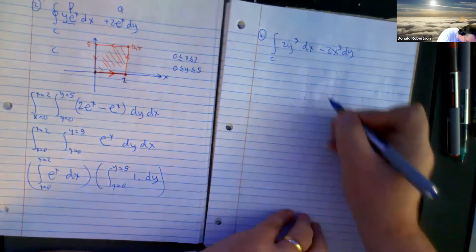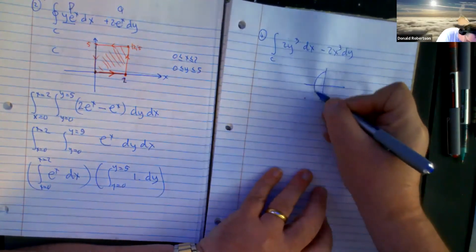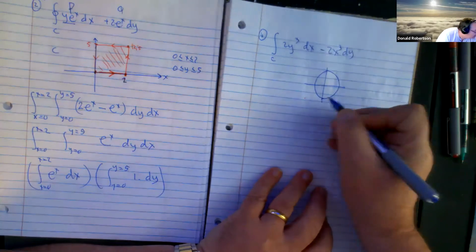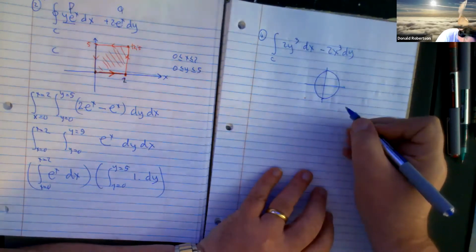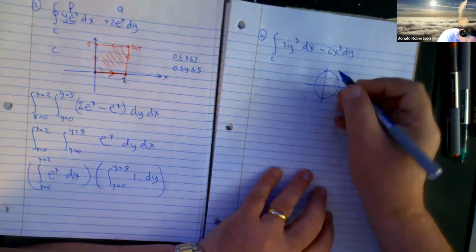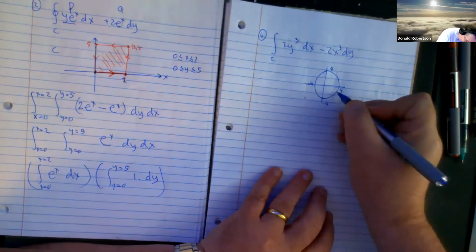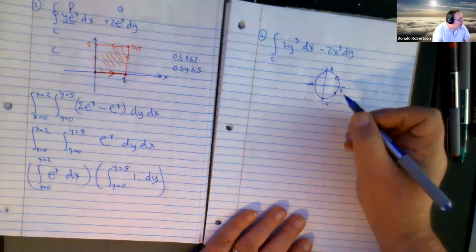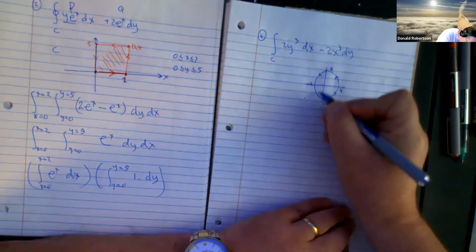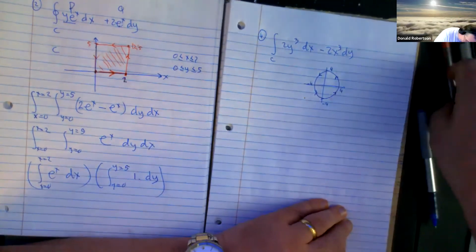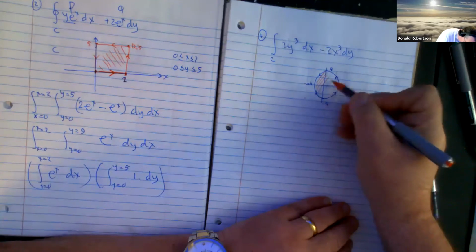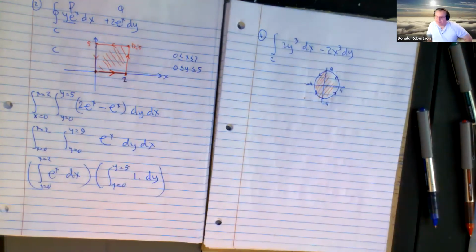And C is described as a circle, x squared plus y squared equals 16. So that's C. Oh, positive orientation, which is nice. Isn't D going to be the inside?